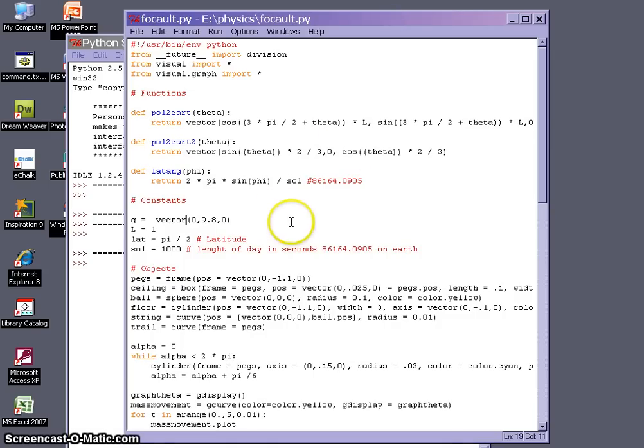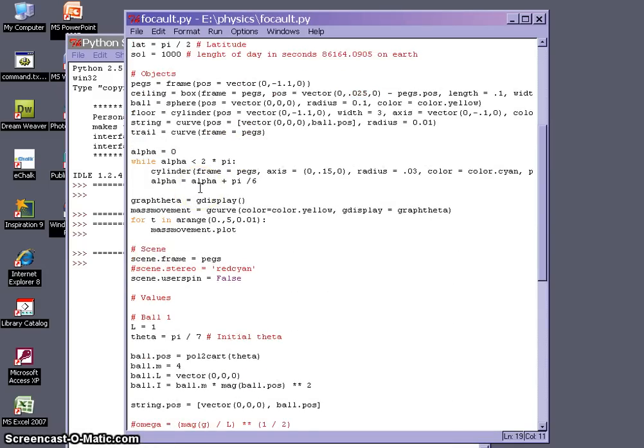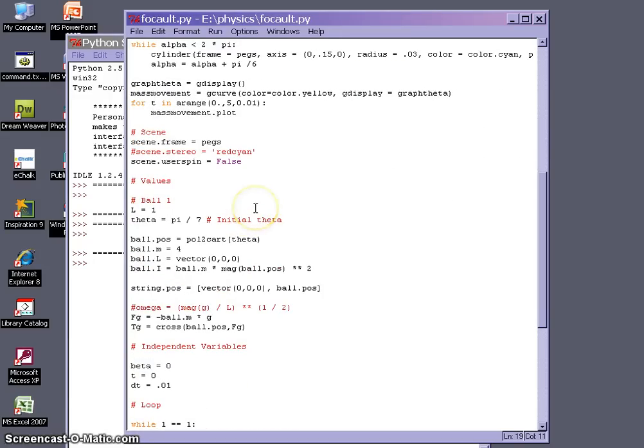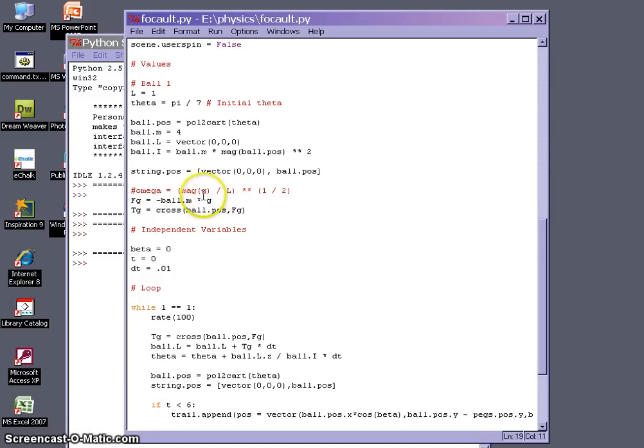So now if we look at the code, we can see that we've created a simple pendulum with some initial values for its mass, its angular momentum, and rotational inertia. And furthermore, we set an initial force of gravity, and we set that the torque on the pendulum is going to be equal to the cross product of the ball's position and the force of gravity.